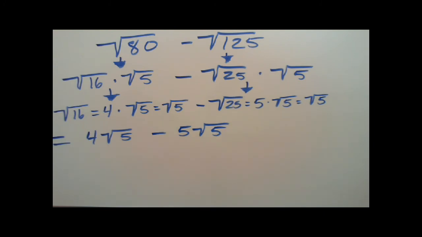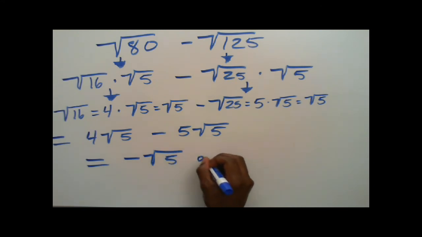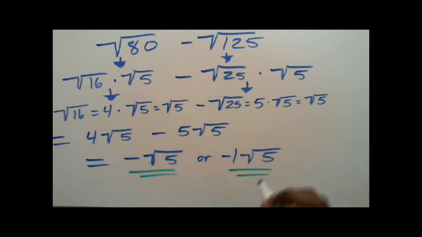Now we have the expressions 4 times the square root of 5 minus 5 times the square root of 5. We need to subtract these radical expressions by subtracting the multipliers 4 and 5. When we subtract the multipliers 4 and 5, we get our answer, the negative square root of 5. As a side note, whenever you have a negative sign or no sign in front of a radical sign, it's assumed that the number 1 is the multiplier.